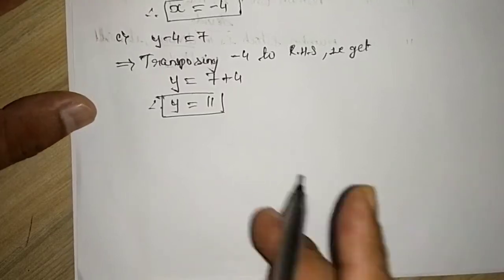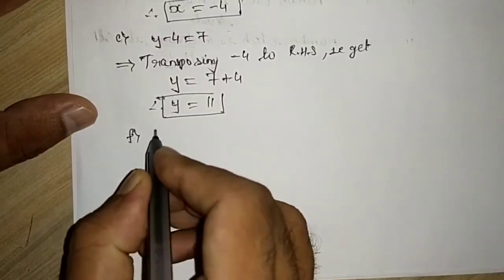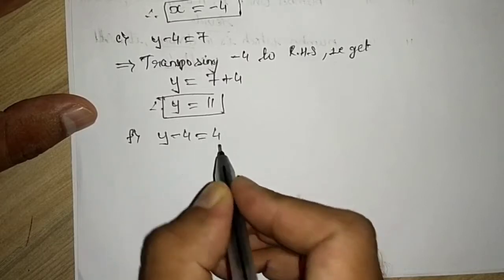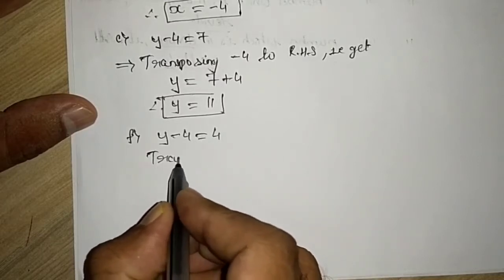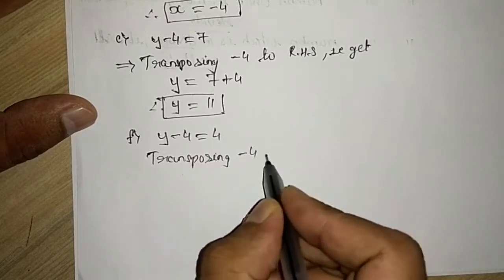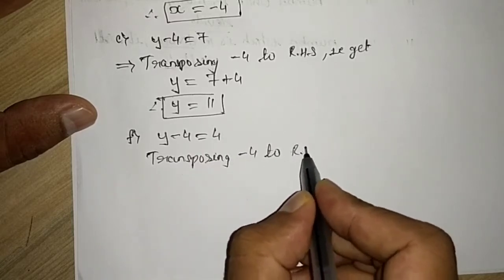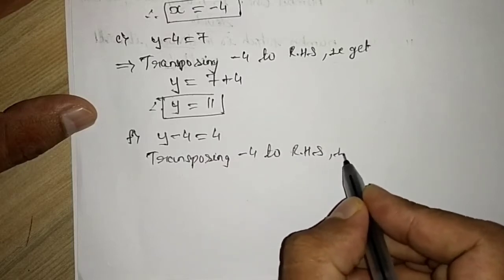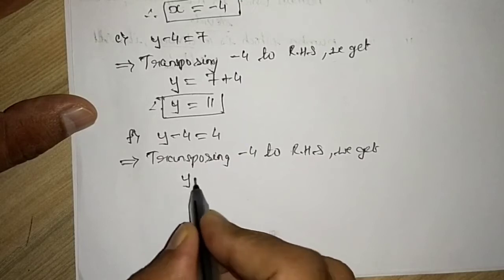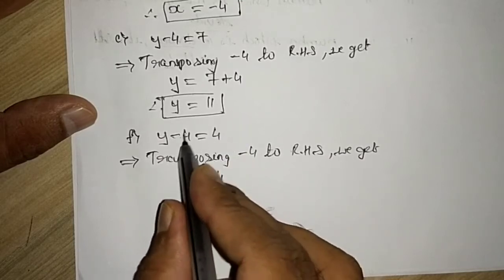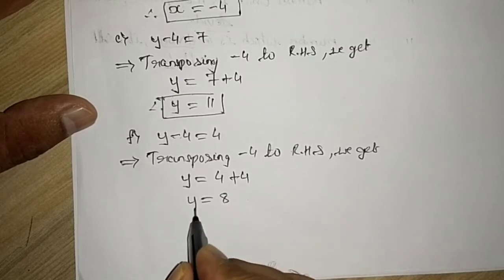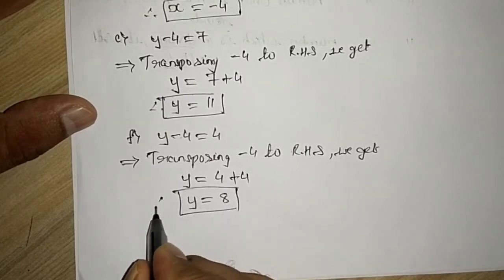Coming to part F. F is y minus 4 is equal to 4. Again, transposing minus 4 to RHS, we get y is equal to 4 was already there, and this 4 it will go that side and become plus. So we will get y is equal to 8.